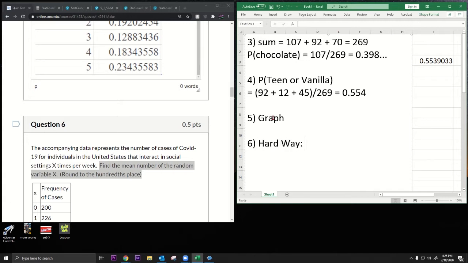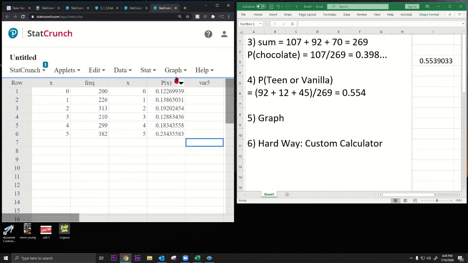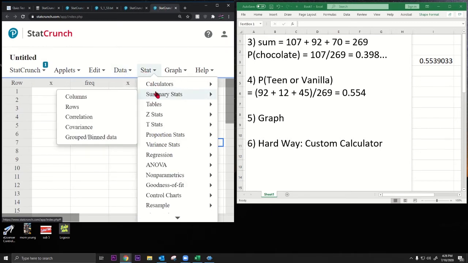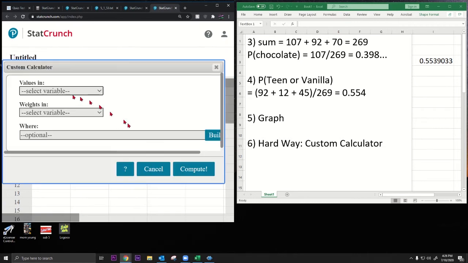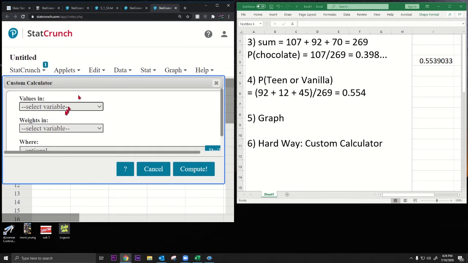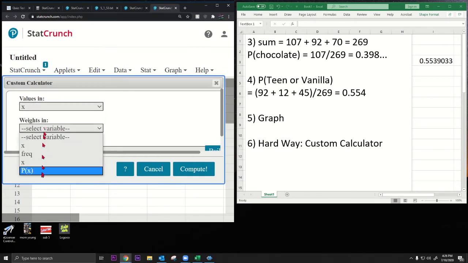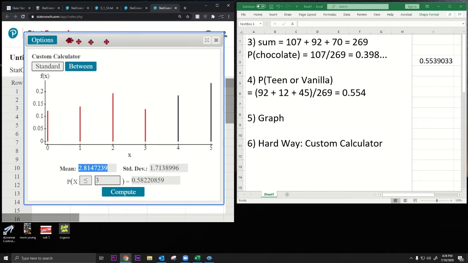The hard way is to use the custom calculator, which you should know. So I'll show it. I want to find the mean of this grouped data. I'm going to go to StatCrunch and do Stat, Calculator, Custom. See that? And this is kind of like a weighted mean, right? So what did I have here? I had x and P(x). X is the same thing, so I have them twice, and then the weights are just the P(x). And that's a good way to do it. There's your mean. I would call that the hard way to do it.